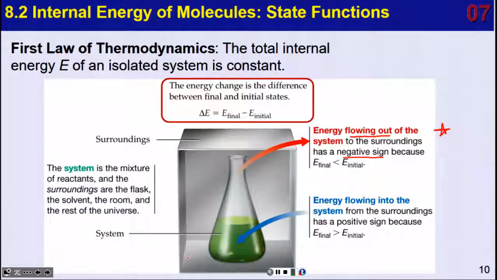And energy can be flowing into the system from the surroundings, and it's going to have a positive sign because you've gained energy. So the final energy is greater than the initial energy. We'll be thinking about how these things are going to compare, but the overall change in energy is the difference in the final and initial states. So we're going to be looking at changes of energy from start to finish in various kinds of examples. So here's the relationship we want to hang on to. Final minus initial gives us the energy change.